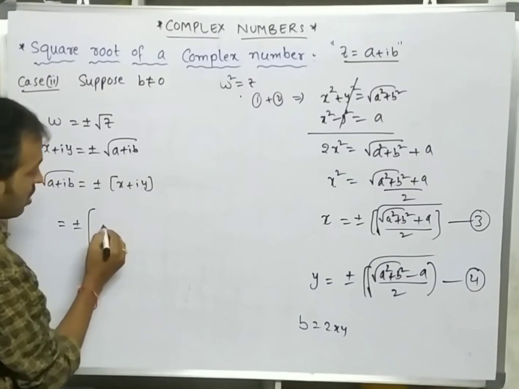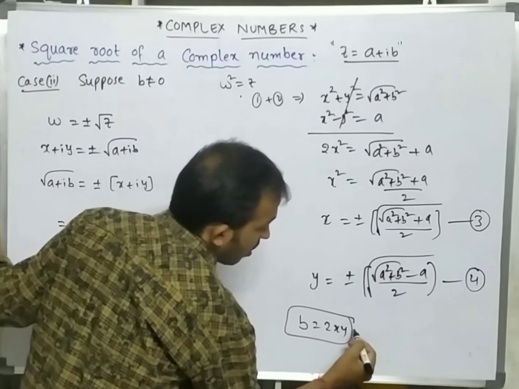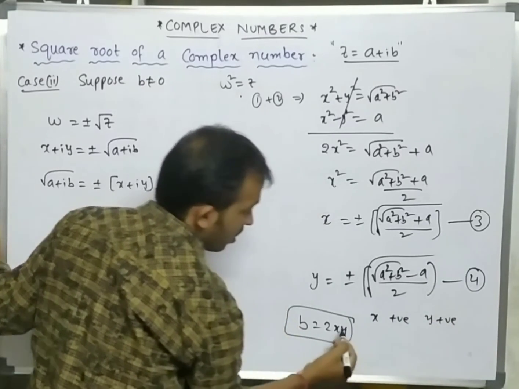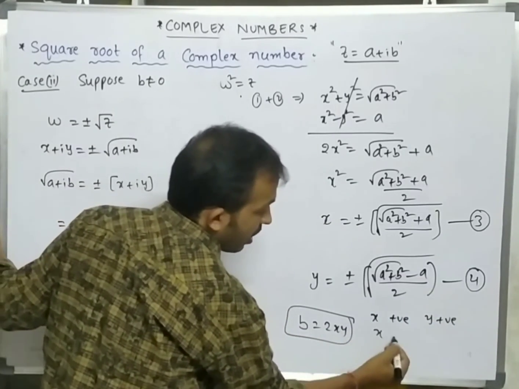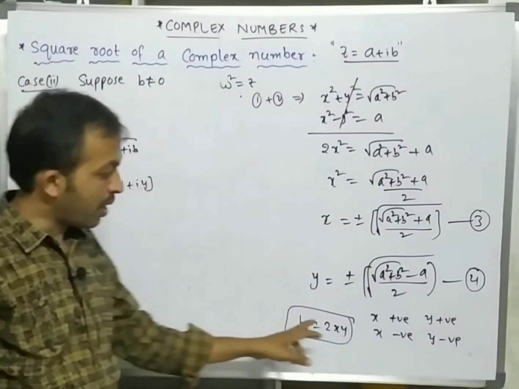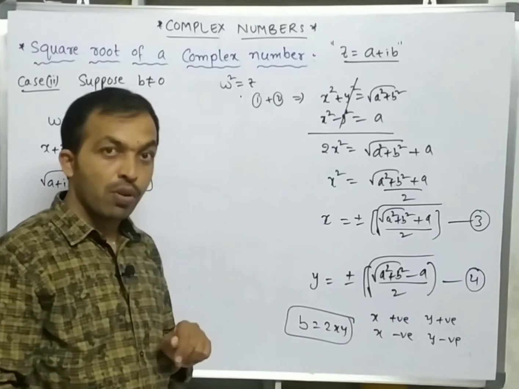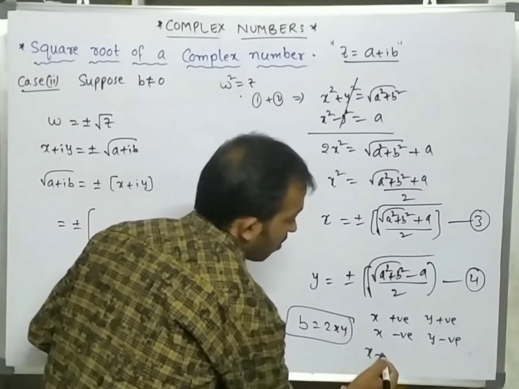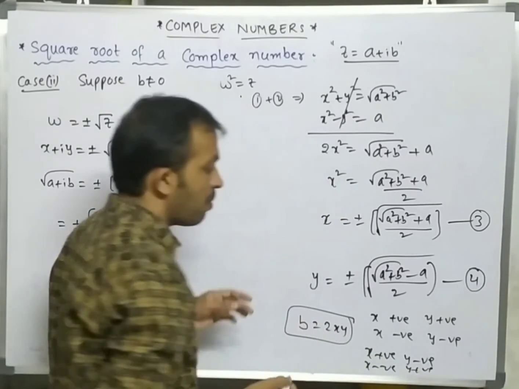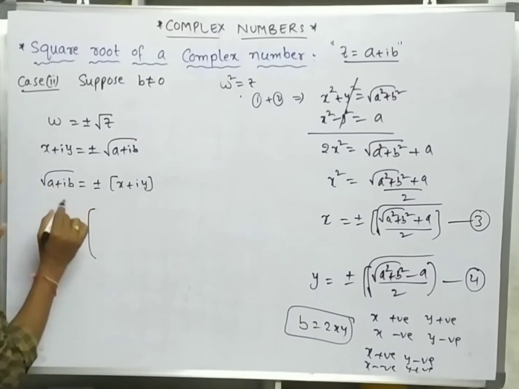So if we take x, in this case b is equal to 2xy, right? So if x is positive, y is positive, then b becomes positive. If x is negative, y is negative, again b becomes positive. Observe here, if x, y both have the same sign, both positive or both negative, then b becomes positive. If they are in opposite sign, one is positive and one is negative, x negative, y positive, then b becomes negative. So if b is negative, then what happens? If b is positive, what happens?